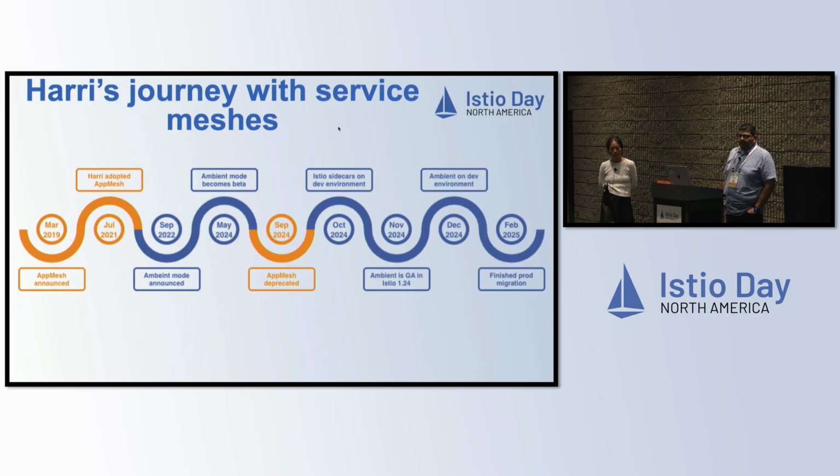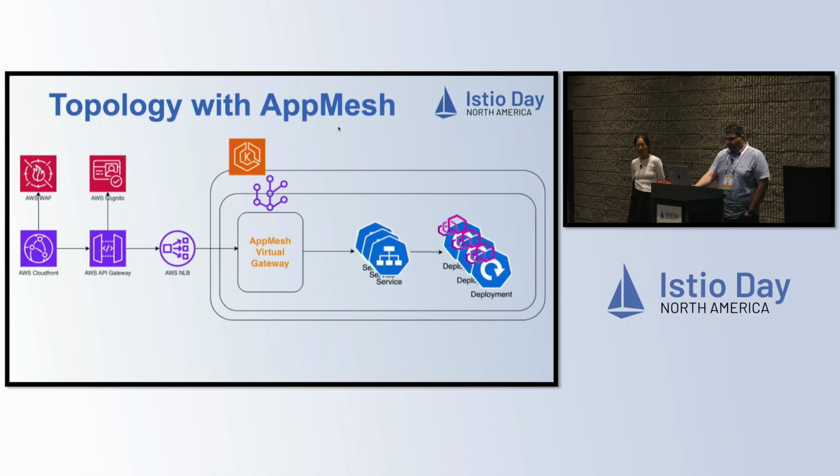After that, we started to evaluate multiple options, and we will be discussing them soon. But we ended up using Istio and sidecars for the dev environment. And during that, the GA of ambient was released with Istio 1.24, in November 2024. So after that, we tried to give ambient a try, and we deployed that on the dev environment. The testing was very successful, so we ended up finishing the whole migration for all of our production environment by February 2025.